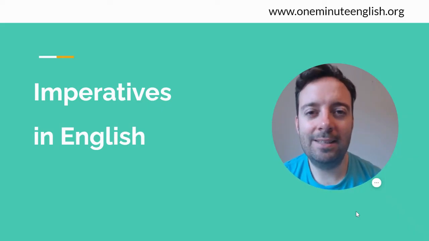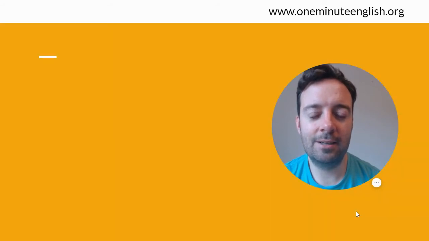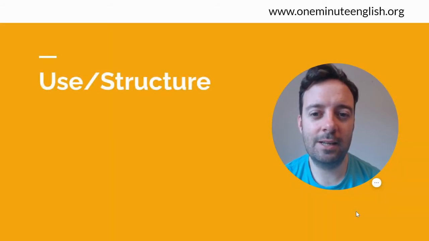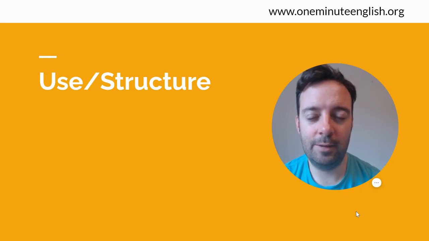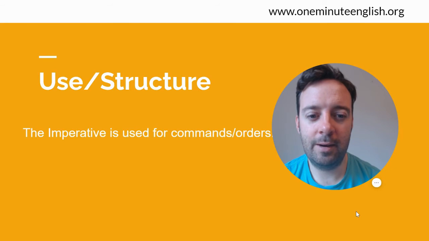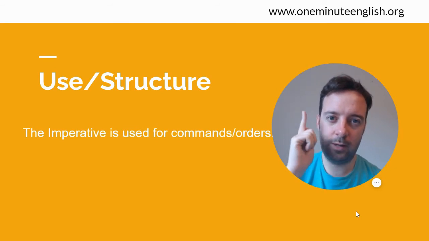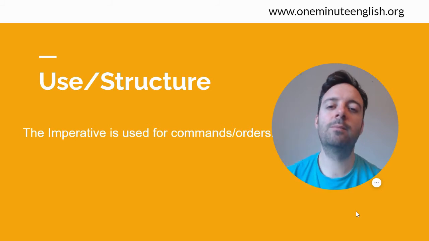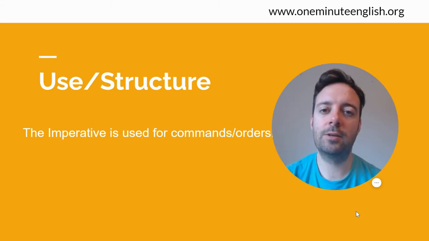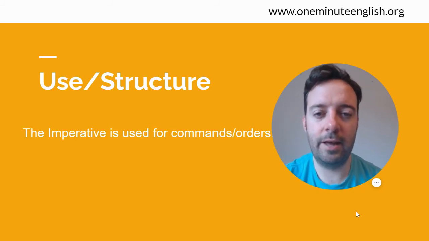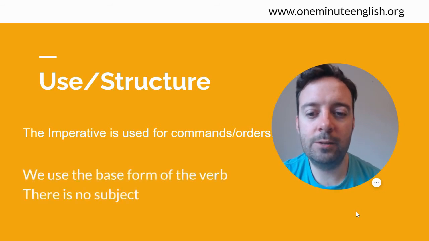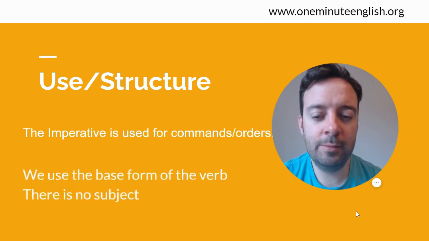Hello everyone, and in this video we're going to look at imperatives in English. We're going to look first at the use and the structure, how to use the imperative. The imperative is used for commands or orders. It's when your teacher tells you something or your boss tells you something. It's like, do this now. We use the base form of the verb, and there is no subject.